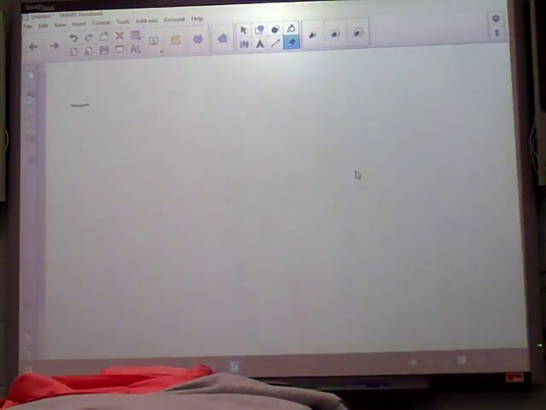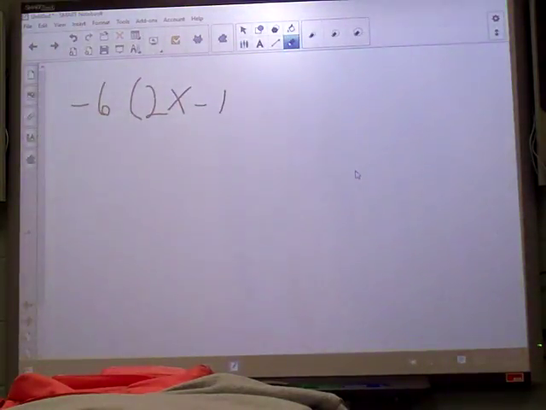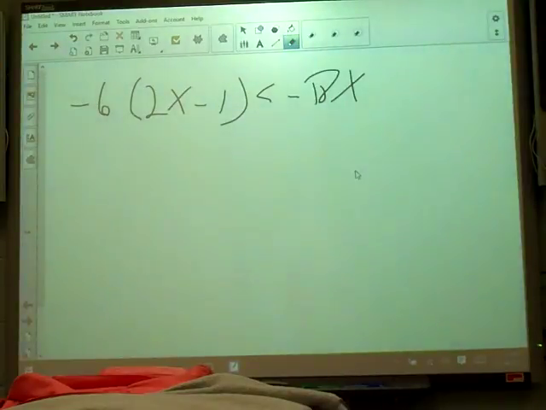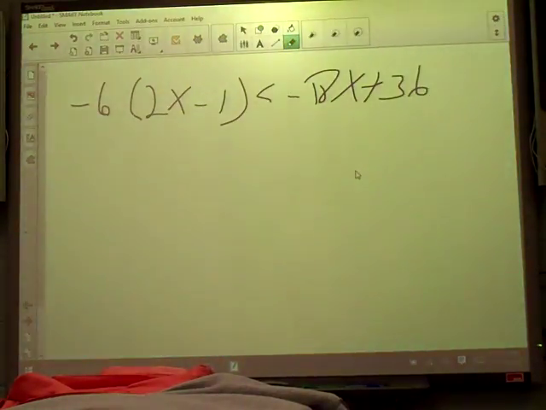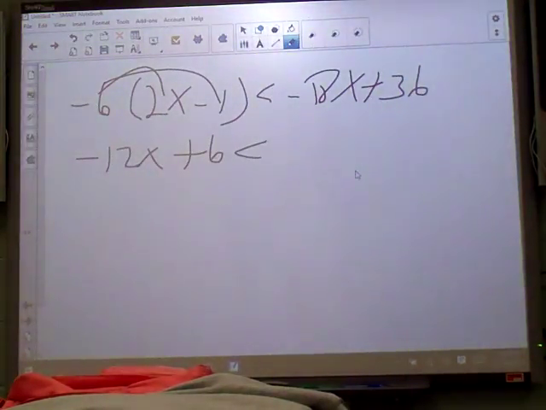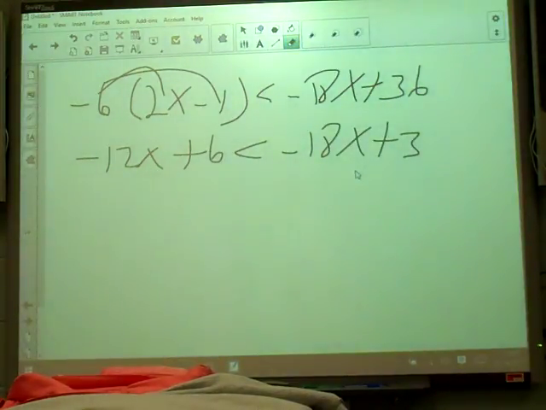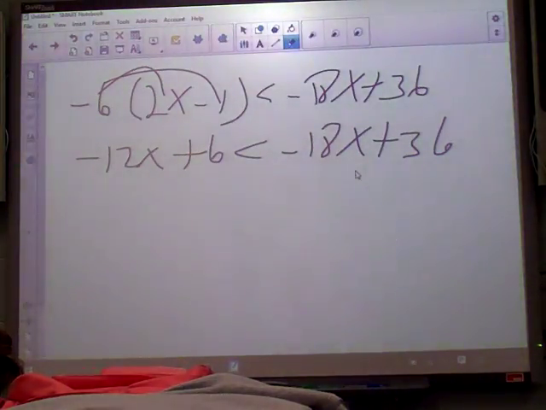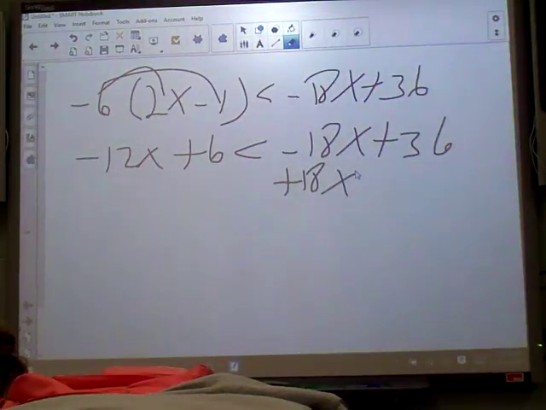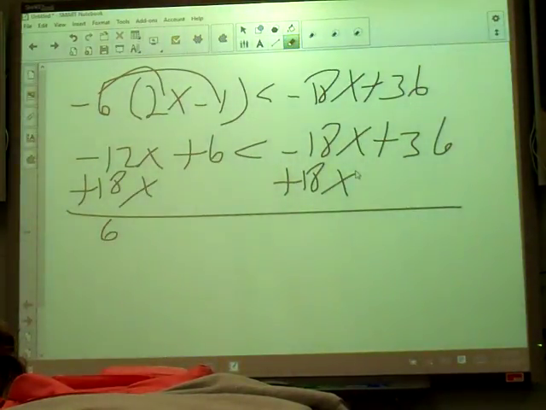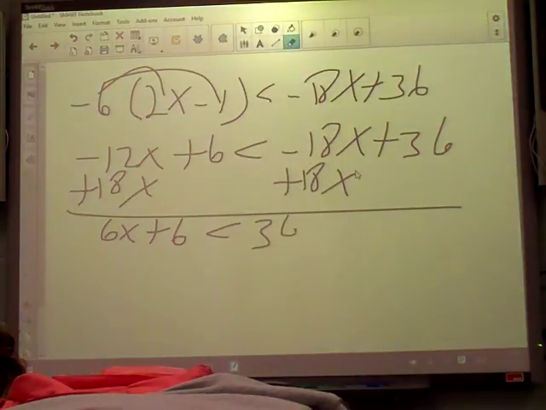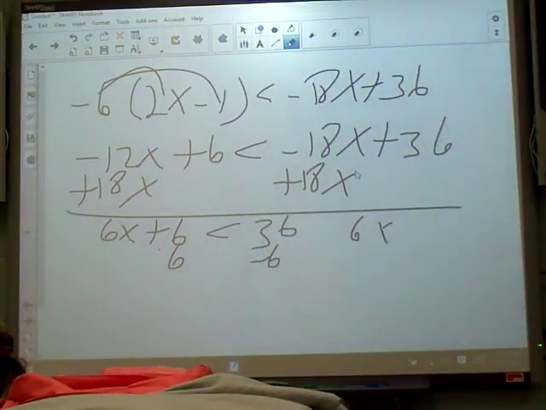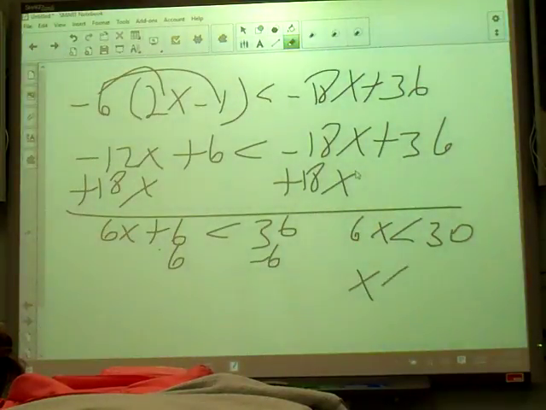I got negative 6 times 2x minus 1 is less than negative 18x plus 36. So first thing you need to do on this is distribute your negative 6. So that gets me negative 12x plus 6 is less than negative 18x plus 36. Now you get to decide what you want to do first here to start solving. When I did it on my own, I added 18x. So I'm going to do that again now. That got me 6x plus 6 is less than 36. Subtracted my 6. That got me 6x is less than 30. Divided by 6, and x was less than 5.